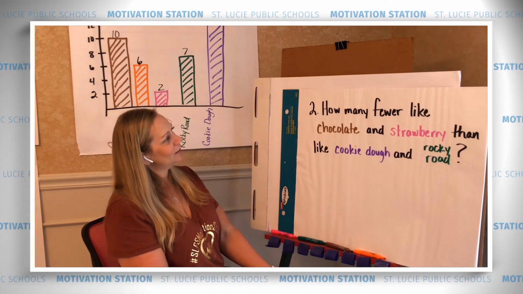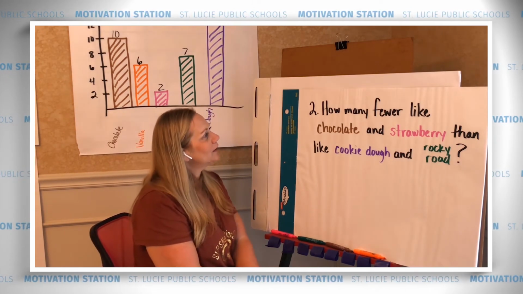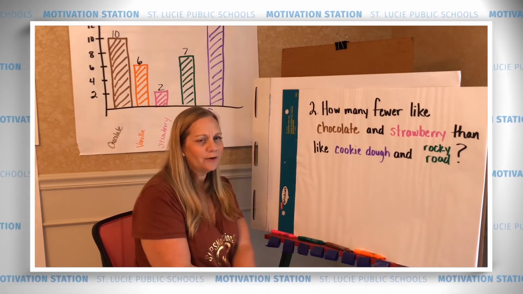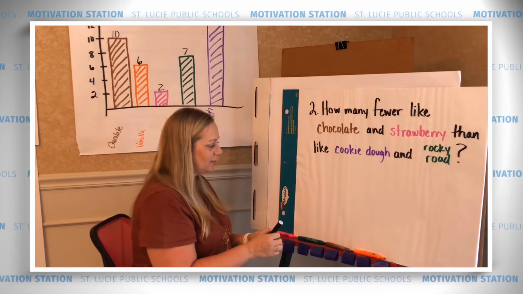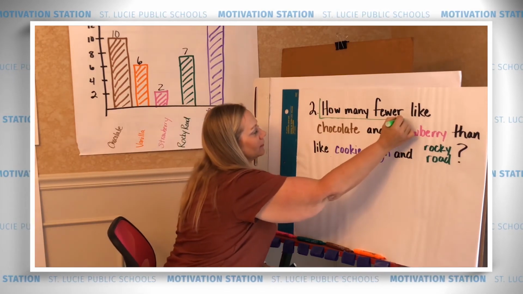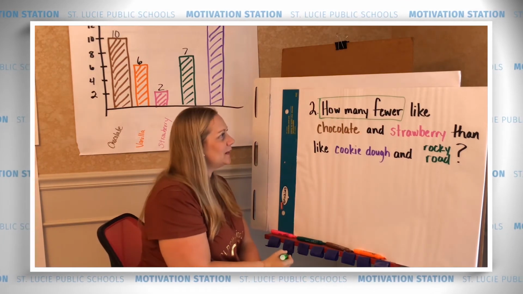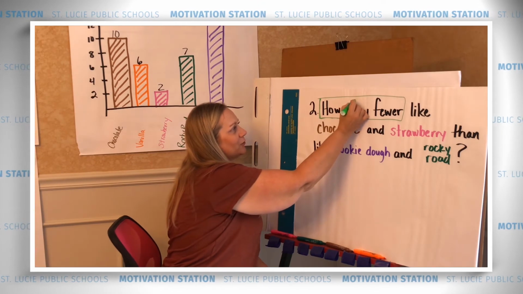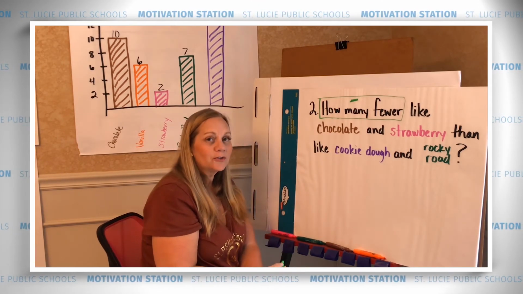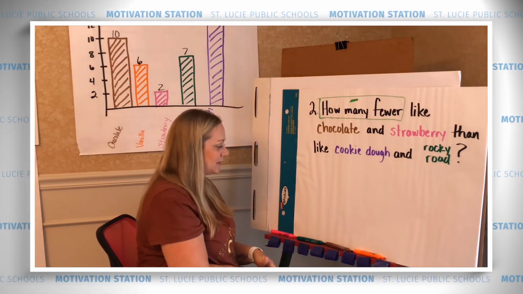All right, the second question, let's read it together. How many fewer like Chocolate and Strawberry than like Cookie Dough and Rocky Road? Well, I noticed something different right off the bat. How many fewer is different than how many more. But if you remember from second grade, we still know that means you're finding the difference and you'll use subtraction to find your final answer. But we still need to go through the steps.